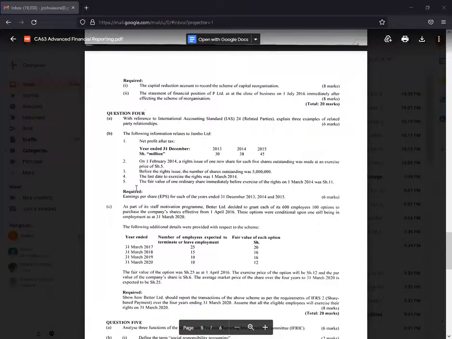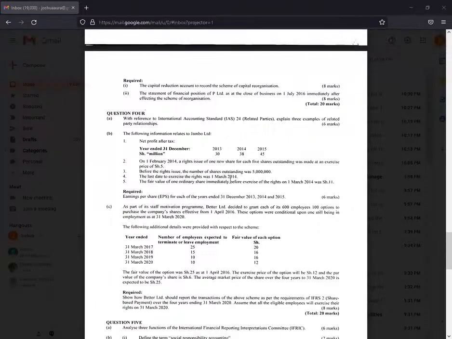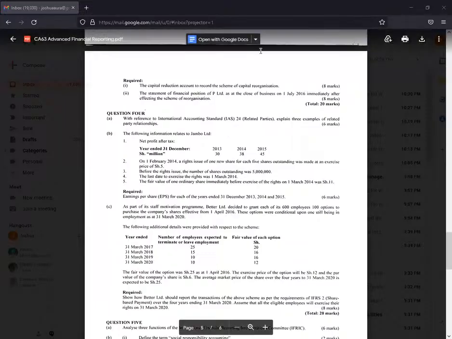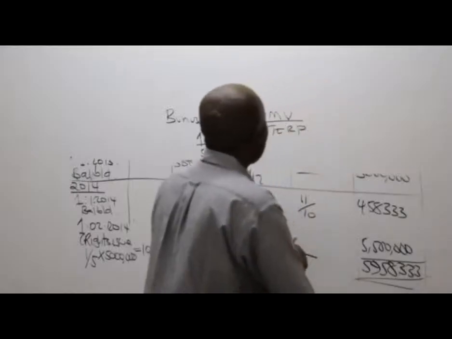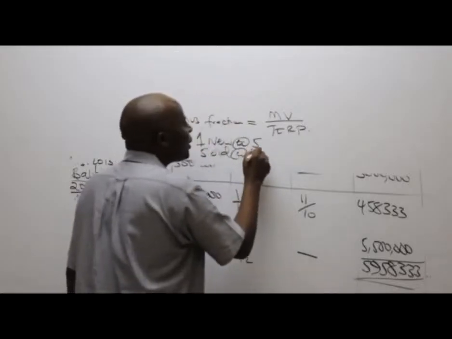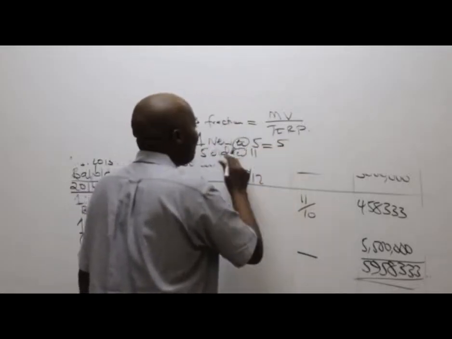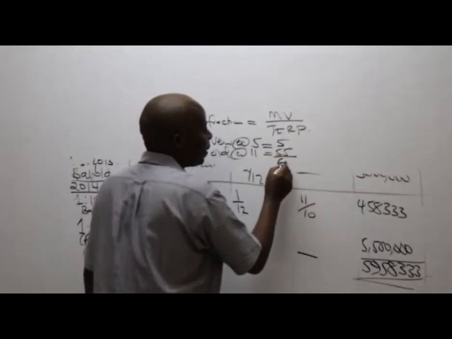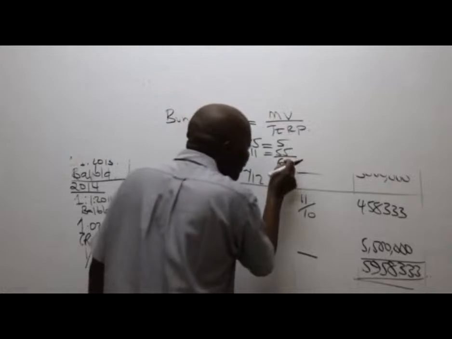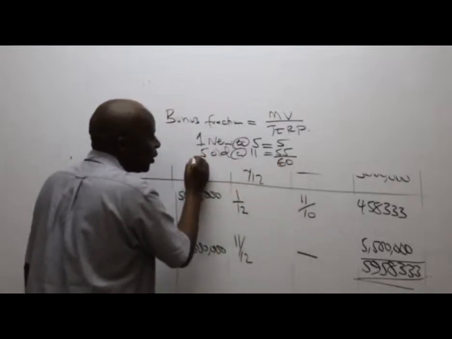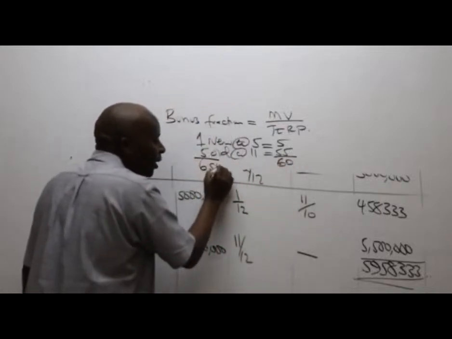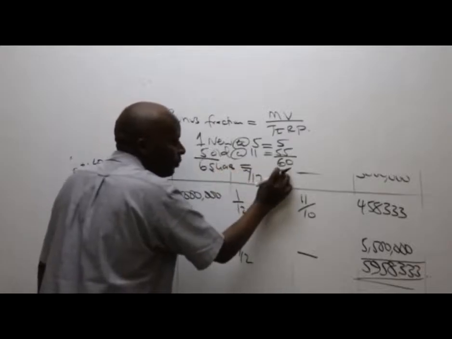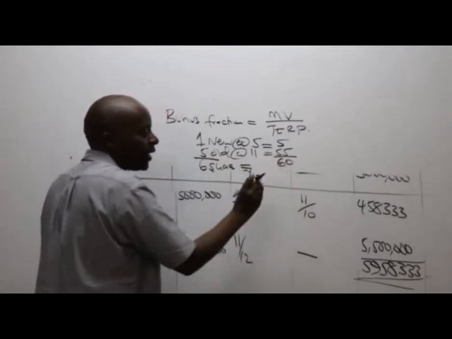The fair value of one ordinary share immediately before exercise of the rights on 1st March 2014 was 11. So times 11 like that. Students gave me figures of 5 and 55, and somebody gave 60. But this 60 is now for how many shares? 60 is for 6 shares, so 6 shares going for 60 bob. How about then the price for 1?